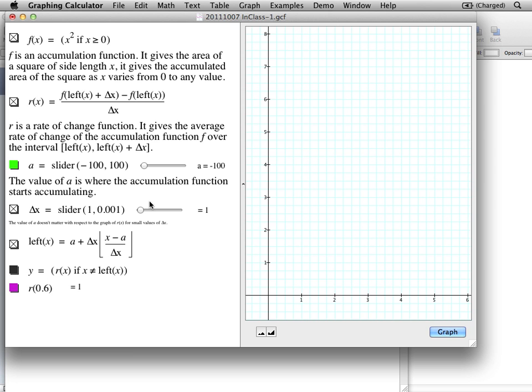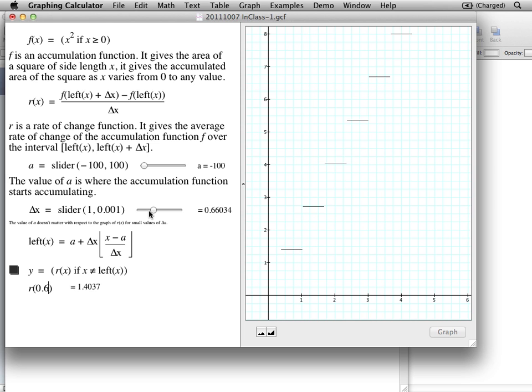Now, I'm going to make delta x smaller. I'm going to make delta x a little more than 2/3. Okay? Now it's a little bit harder to mentally figure out where these intervals start and end, right? So we can answer in principle. We don't have to answer in specific numbers.